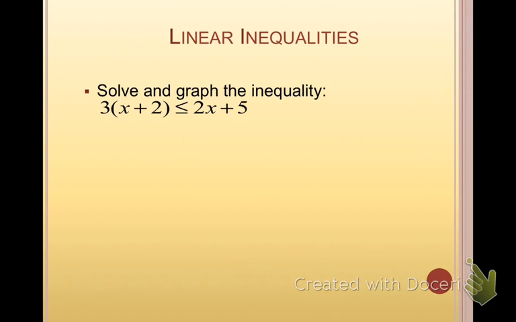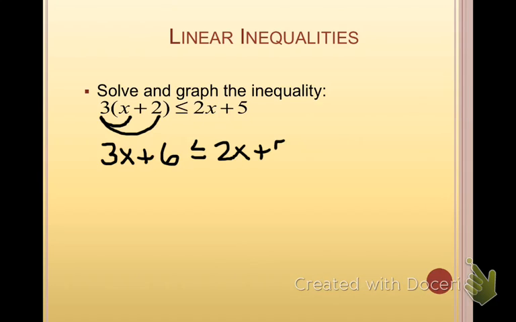All right, let's check out this one. First thing we do to solve this one is distribute. 3 times x, and then 3 times 2. That would give us 3x plus 6 is less than or equal to 2x plus 5. Okay. Now we want to get all our variables onto one side. Again, I'm all about putting things on the left because when I have things on the left and I'm dealing with inequalities, I can use that little shortcut of which way the arrow's pointing.